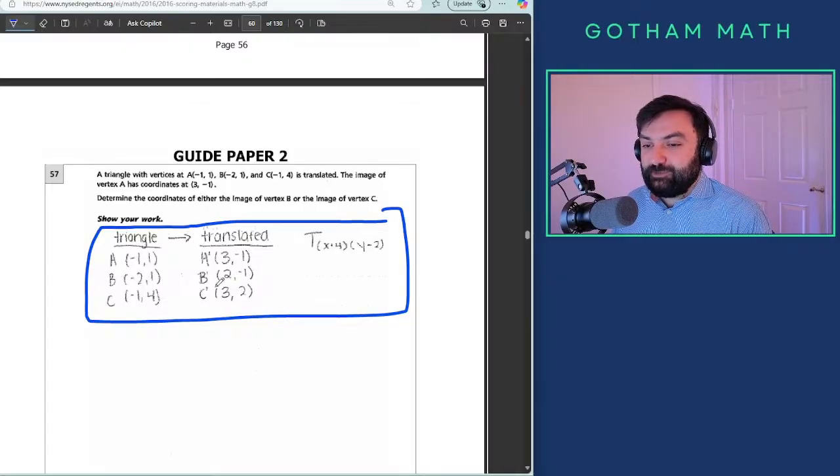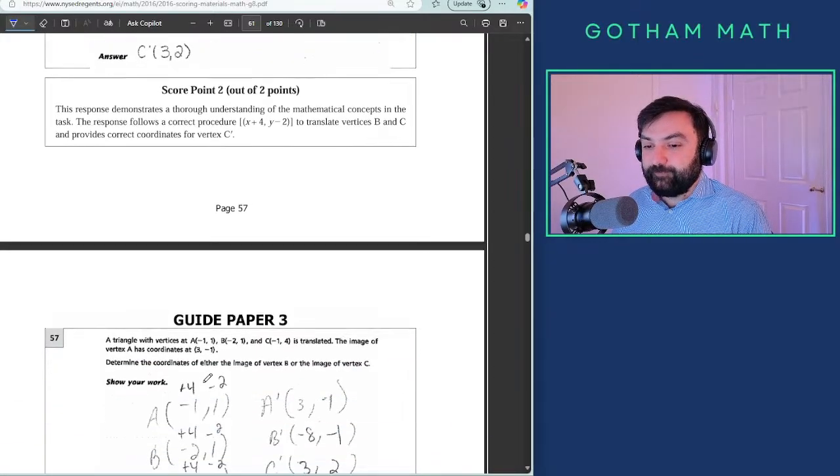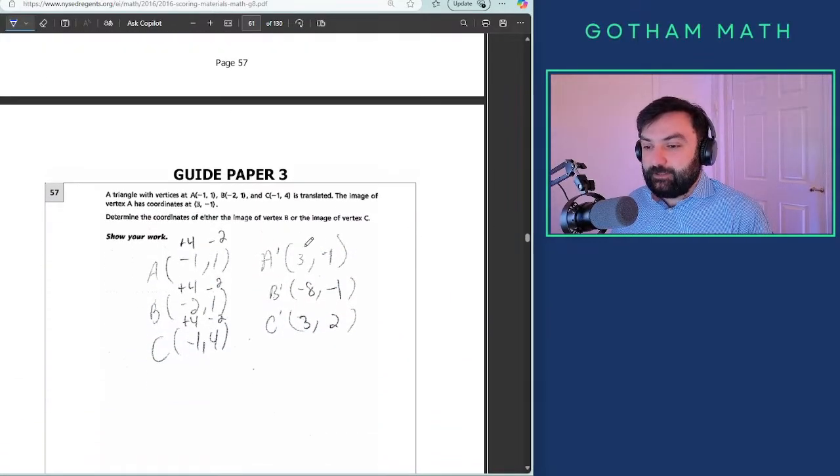Triangle translated, and translation notation. It's actually not quite correct, I think what you have to do is T4 minus 2 a little bit lower there, but it's okay. Still good, 2 out of 2. Next is plus 4 minus 2. There is a mistake here.